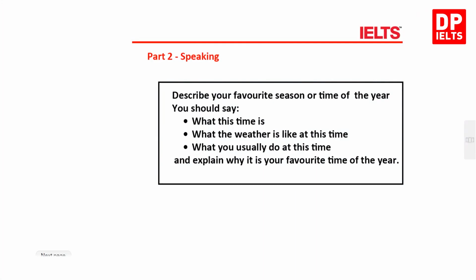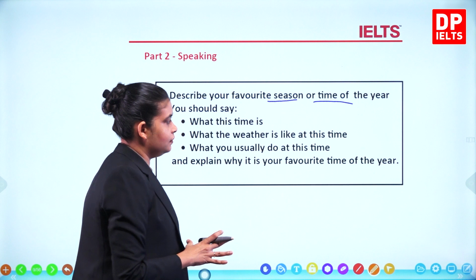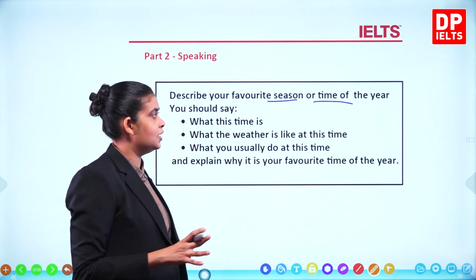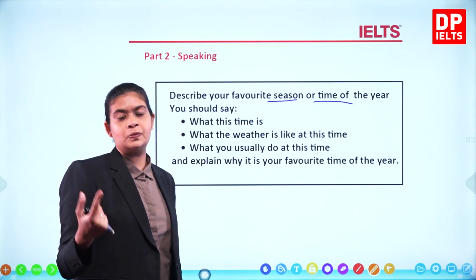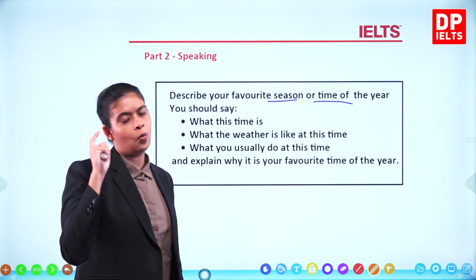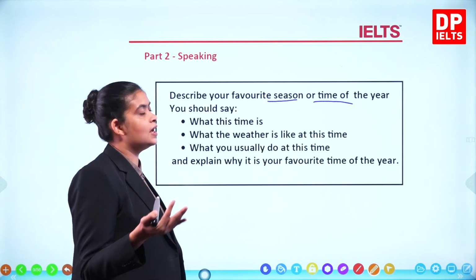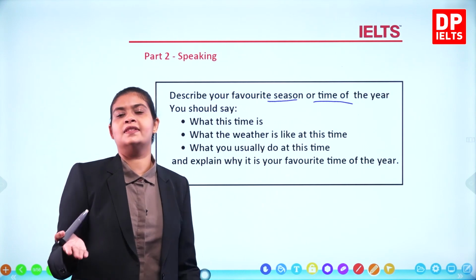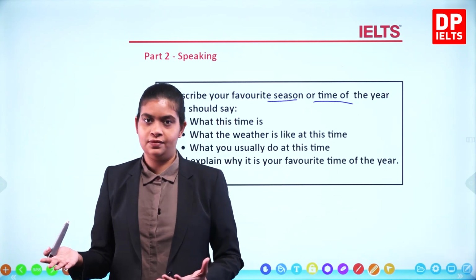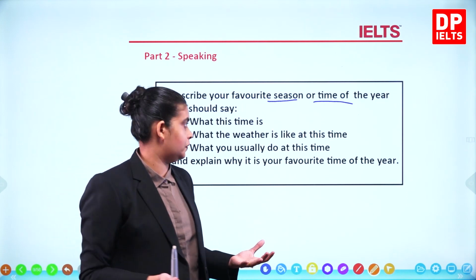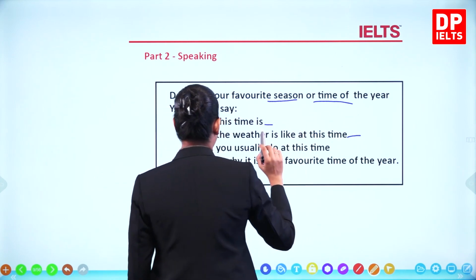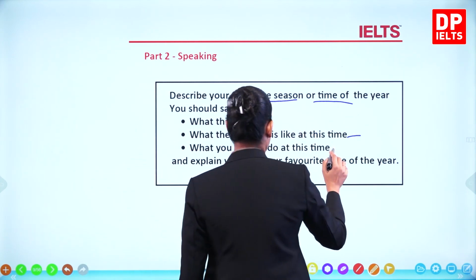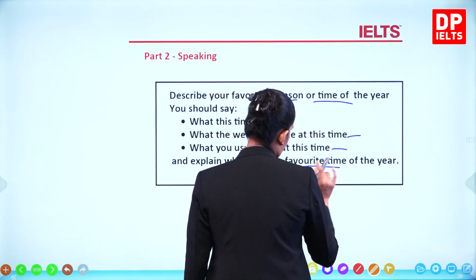Describe your favorite season or time of the year. So when you say season, you could take the 4 seasons, right? Not everything, 1. Describe your favorite. So it's 1. Winter, spring, summer, autumn. Out of the 4, 1 which you like, or time of the year. Okay. So do you like the summer time? Would you like the rainy season? Okay. So which time of the year do you prefer? What time is this? What the weather is like during that time? What do you usually do during this time, and explain why it is your favorite time.